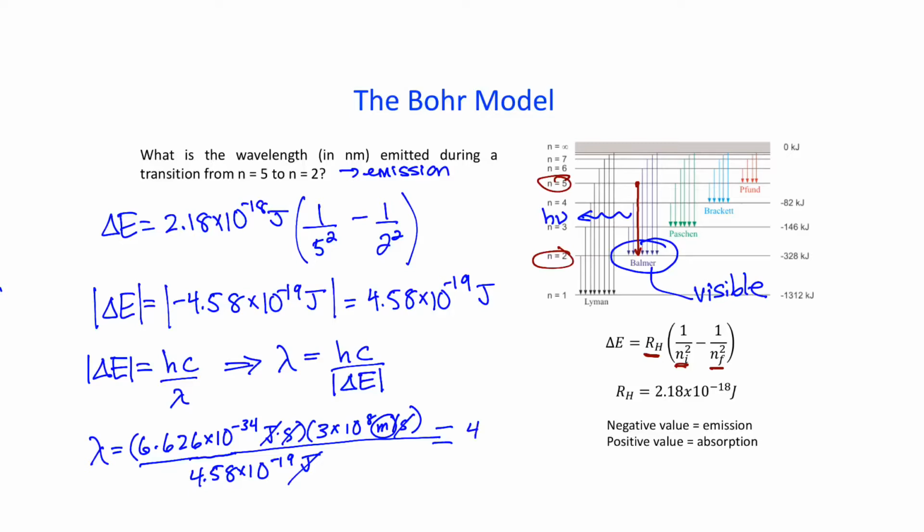Hopefully you've done that and you end up with 4.34 times 10 to the minus 7 meters. But our question, go back and double check, is asking for nanometers. So we have one more step. We want to convert meters to nanometers. Again, pause the video and take a second to do that conversion.